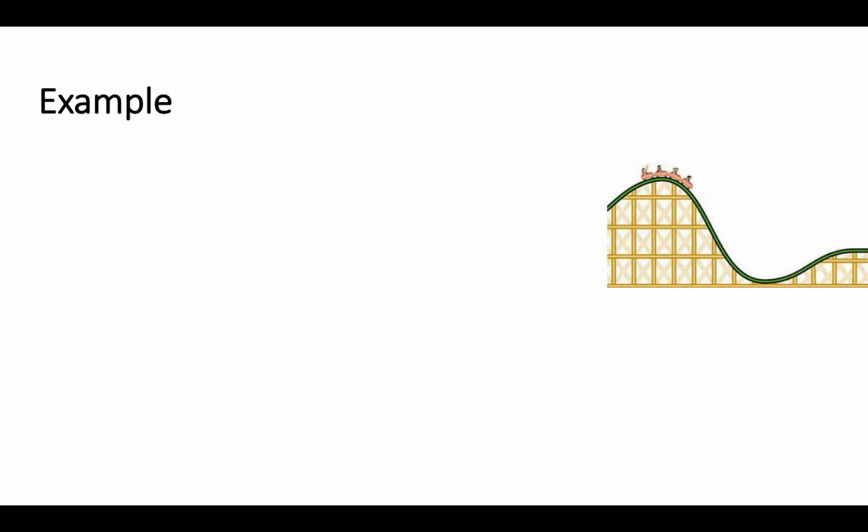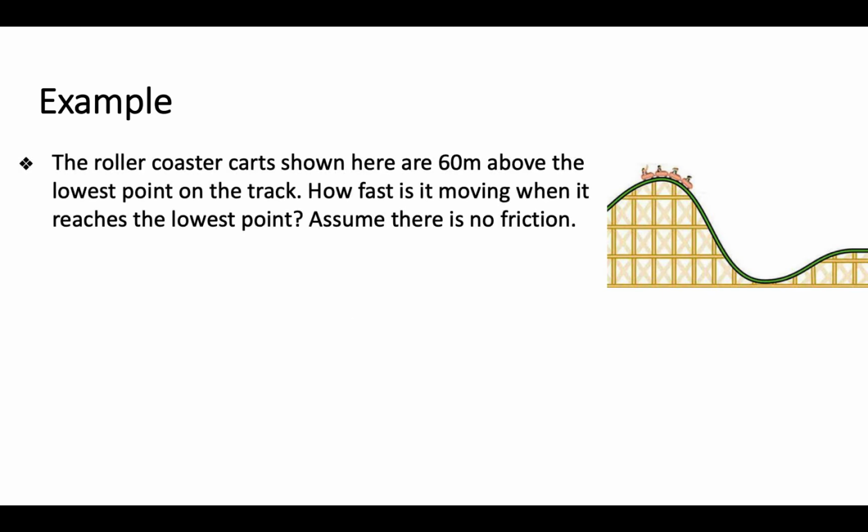Let's do an example. The roller coaster cars shown here are 60 meters above the lowest point on the track. How fast is it moving when it reaches the lowest point? Assume that there is no friction. So using this formula, we plug in the values that we know, 9.8 meters per second squared for gravitational acceleration, and 60 meters of height, and we get a velocity at the bottom of that track of 34.29 meters per second.